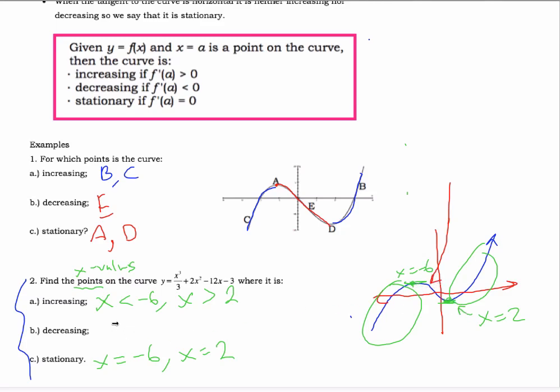So we write it like this: x is between negative 6 and 2. So x is greater than negative 6 and less than 2. So that shows you the interval at which the function is decreasing.